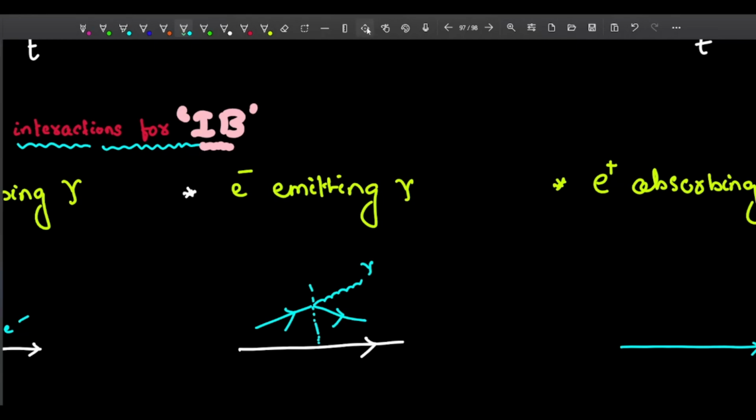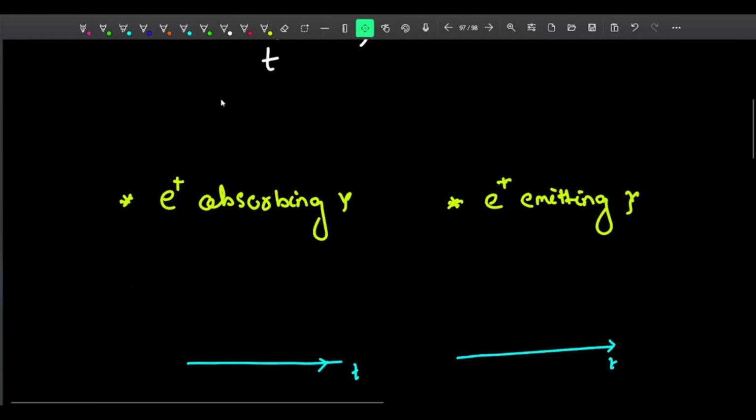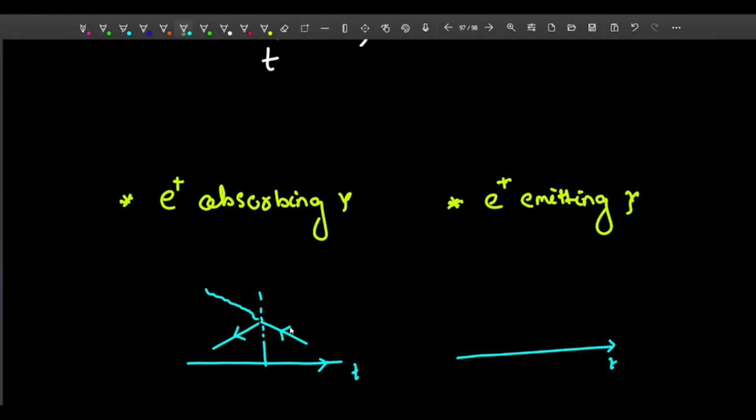Now moving to the second kind of case, that is about your positron. Suppose the positron is absorbing the gamma ray, then what will be the resultant Feynman diagram? The same thing will happen, but the arrow will be inverted. The gamma ray is coming here and once again it will move forward in space and time.